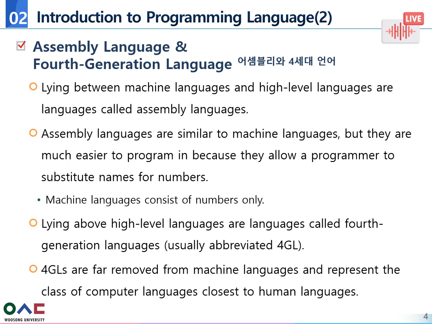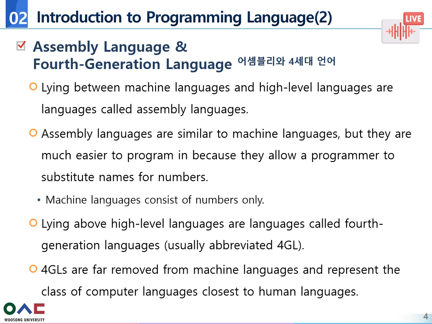Assembly language and fourth-generation language. Lying between machine languages and high-level languages are languages called assembly languages. Assembly languages are similar to machine languages, but they are much easier to program in because they allow a programmer to substitute names for numbers. Machine languages consist of numbers only.